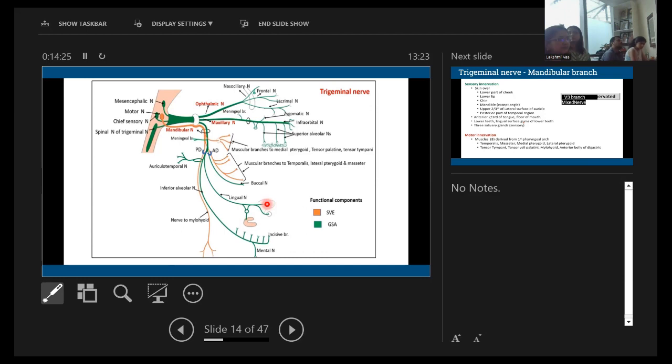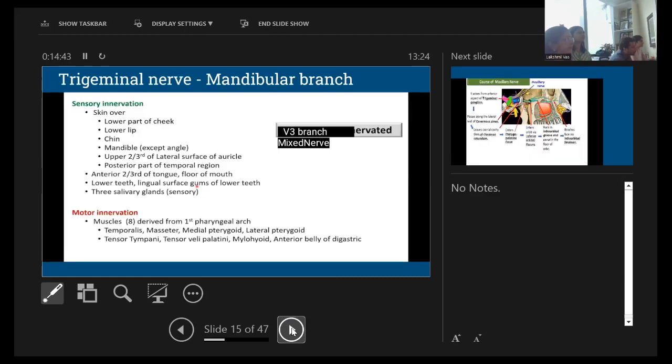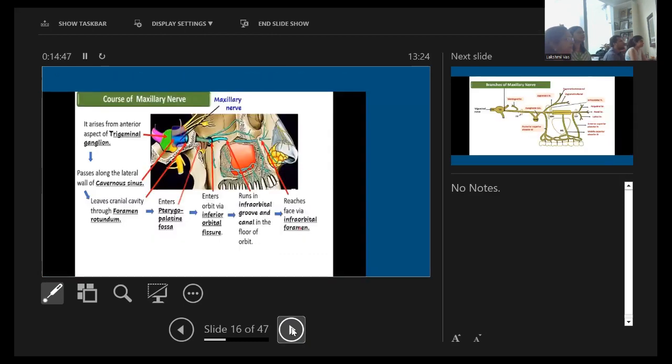Both are possible. The motor now from the posterior branch, which supplies to the mylohyoid muscle and the anterior belly of the digastric. Now coming to the mandibular branch, same thing actually.